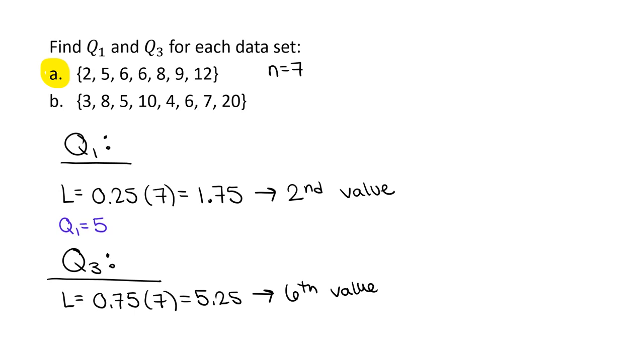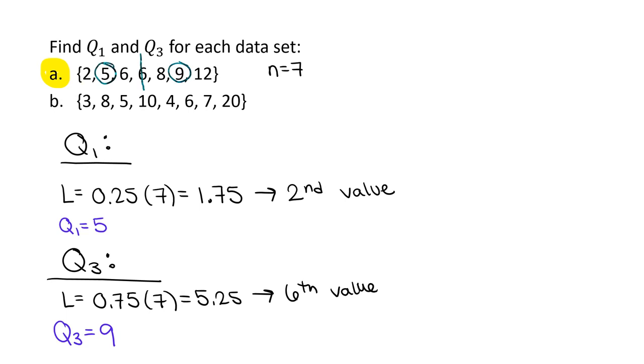To find the third quartile, my locator is going to be 0.75 times n. n was 7. So 0.75 times 7 is 5.25. And the rule is it doesn't matter what the decimal is. Anytime there's a decimal, you round up. And so the sixth value is 9. Q3 is 9.